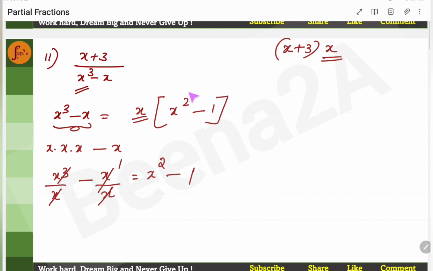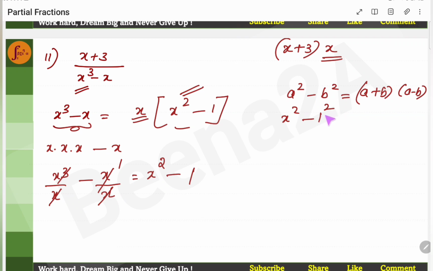Now again, I can't have x square here, right? It should be x only, x to the power 1. There is one important formula which you'll have to remember. A square minus b square is equal to a plus b into a minus b. Now here if you observe, I have x square minus 1. I can write it as 1 square, right?